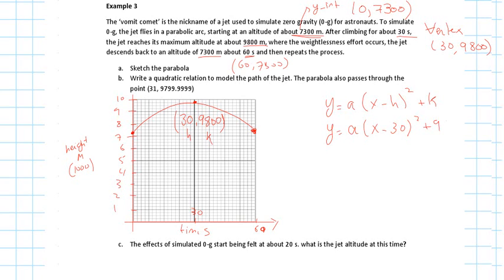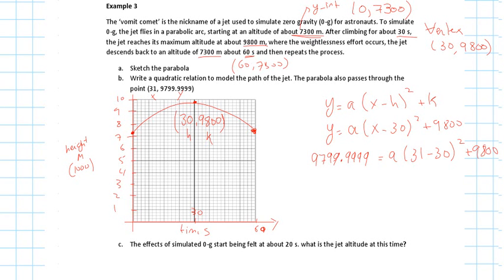They gave me a point. They gave me a specific point that they want me to use. I can't use the other ones because they gave me this one to use. So y for that point is 9,799.999 and x is 31. So you're going to replace y with 9,799.999. This is going to be a pain, right? Too many decimals.